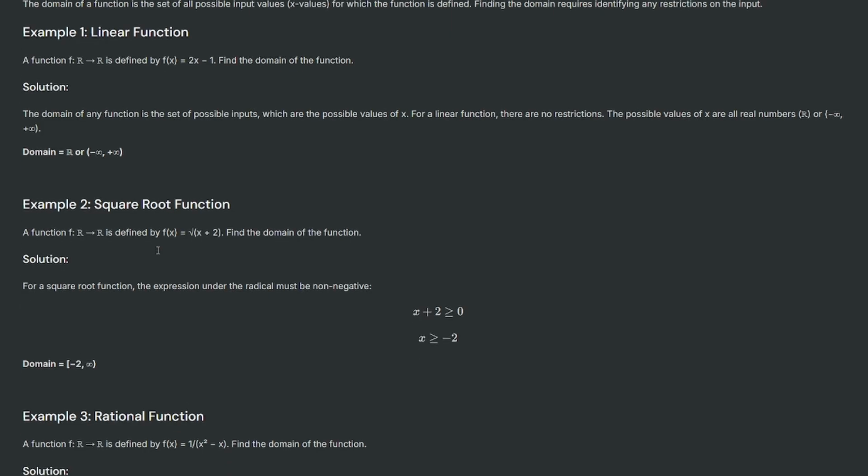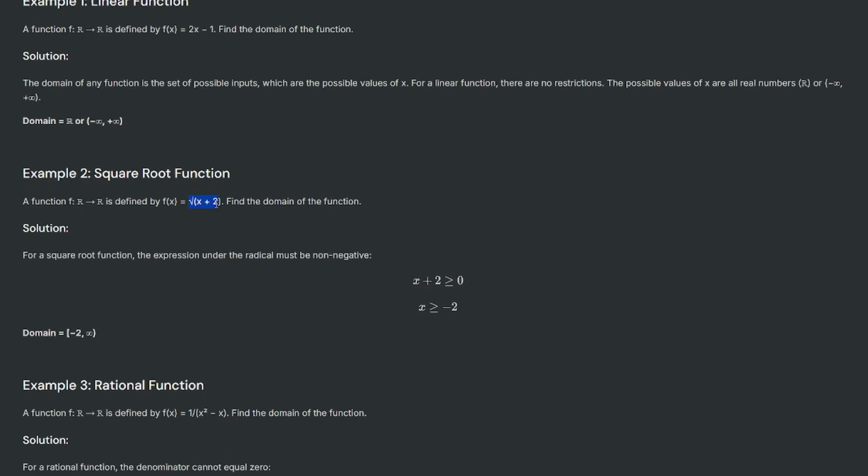Okay, and in the case of root of x plus 2, in a square root there cannot be a negative number, so we can write that x plus 2 should always be greater than or equal to 0. It can be 0 because root of 0 equals 0, but it cannot be a negative number. So x plus 2 is greater than or equal to 0, and x is greater than or equal to minus 2. In interval form we can write domain equals [-2, infinity), where minus 2 is also included because of the equals sign.